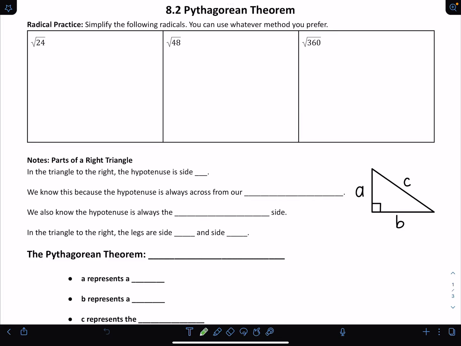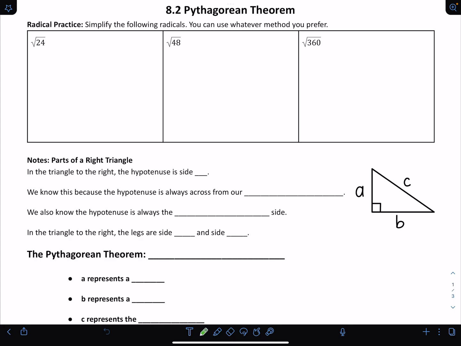Welcome to 8.2 on the Pythagorean theorem. This is one of the biggest parts of geometry that we'll learn this year. Luckily, you're super prepared by already having learned how to do radicals, and you have a strong algebra base, so it shouldn't be too bad. So, the Pythagorean theorem helps us solve for the length of sides in a right triangle.